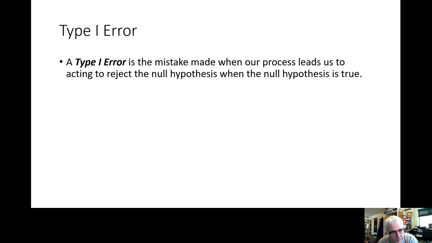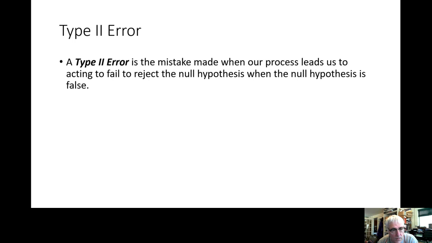A type 1 error is a mistake we make when our process leads us to act to reject the null hypothesis when the null hypothesis is in fact true. The type 2 error is the mistake that we make when our process leads us to act to fail to reject the null hypothesis when the null hypothesis is false.